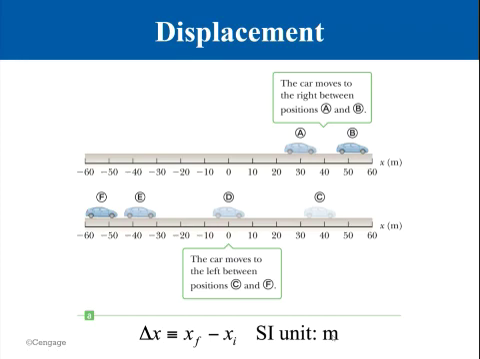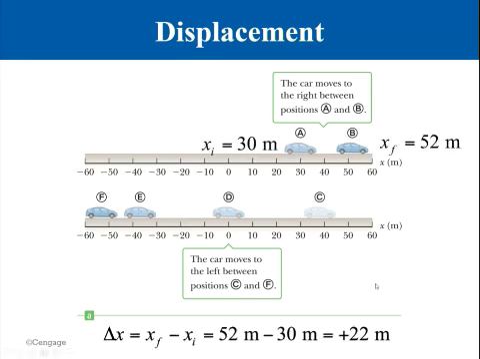So here, the displacement: x final, say 52 meter, x initial, say 30 meter. So the displacement, 52 minus 30, is 22 meter, and it is along the positive x-axis. So the magnitude is 22 meter. The direction is along the positive x-axis, that is, say, to the right.